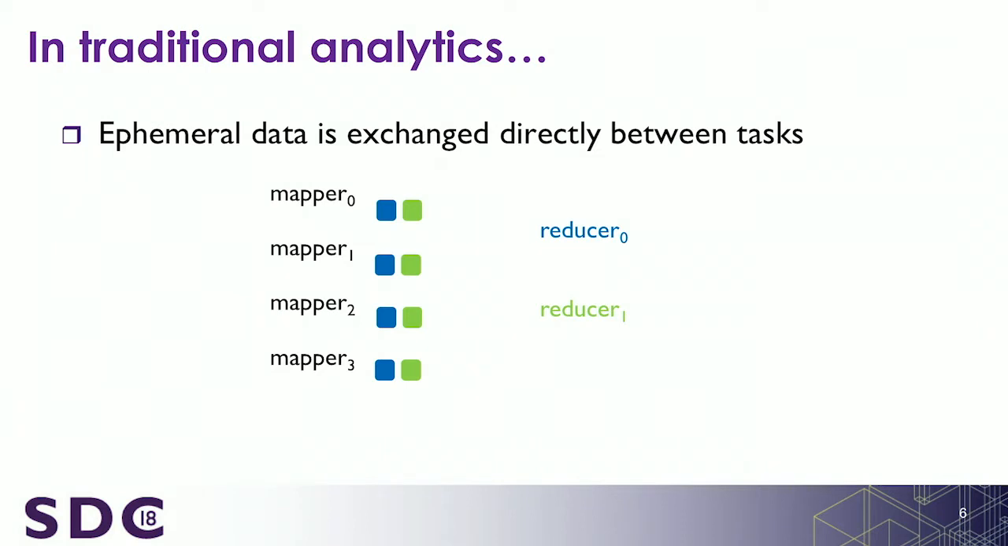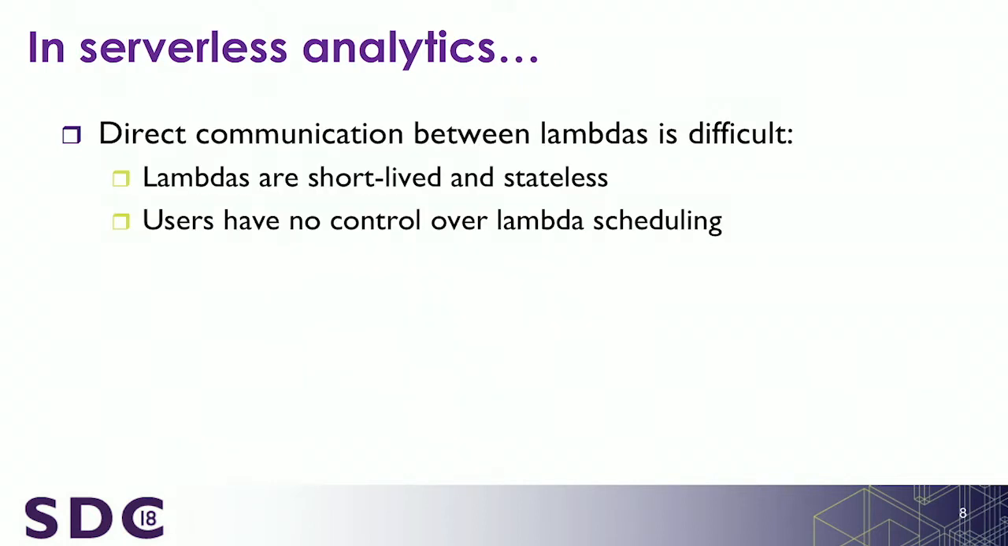So in traditional analytics platforms, if you think of a Spark deployment, for example, ephemeral data is exchanged directly between tasks. Mappers write their intermediate data to local storage, and then reducers can fetch this data directly over the network. But in serverless analytics, if we look at the serverless platform context, this idea of directly fetching the data becomes very difficult because direct communication between Lambdas is challenging. And there are a couple of reasons for this.